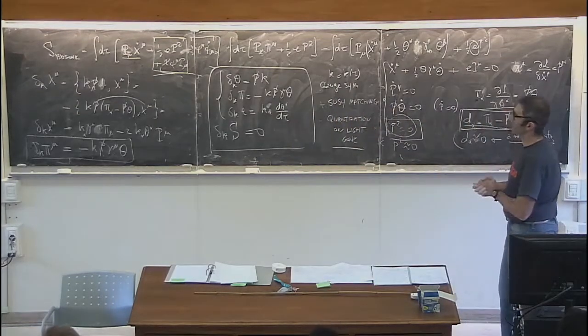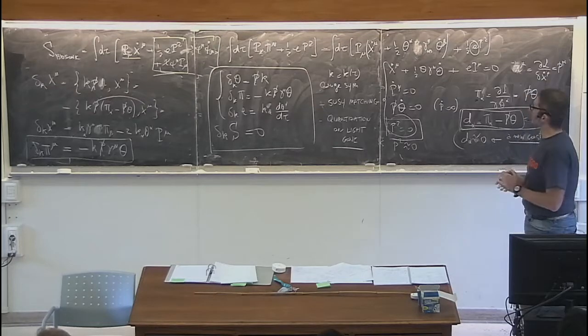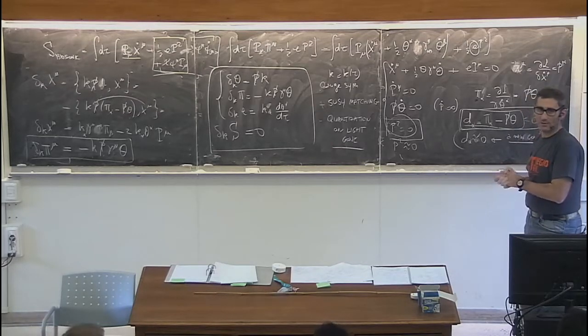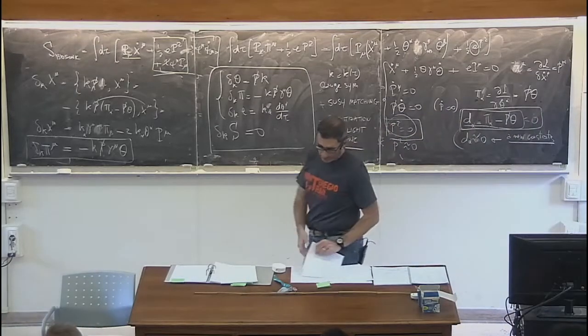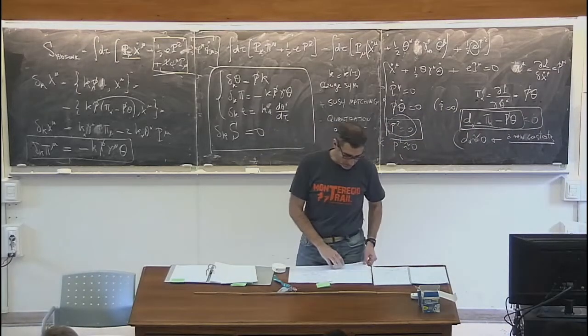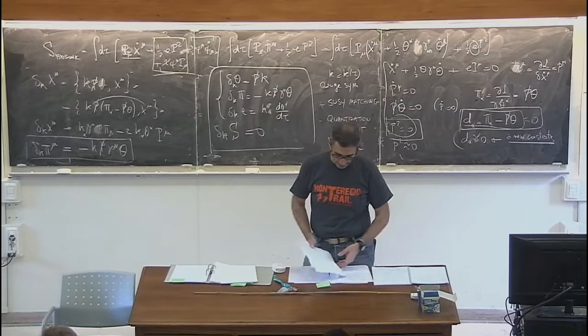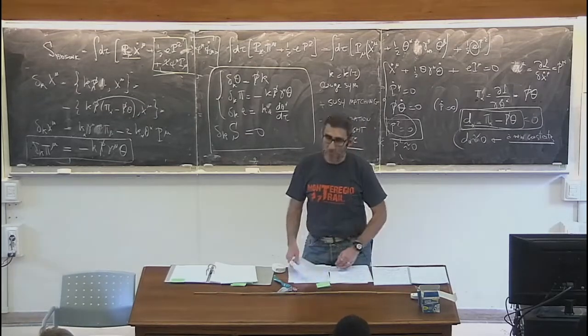I think that we can stop here. As I said, you find these derivations in chapter 5 of Green, Schwarz, and Witten. Next week I will start from this point. I will show you some other aspects of this. Then we move to strings.